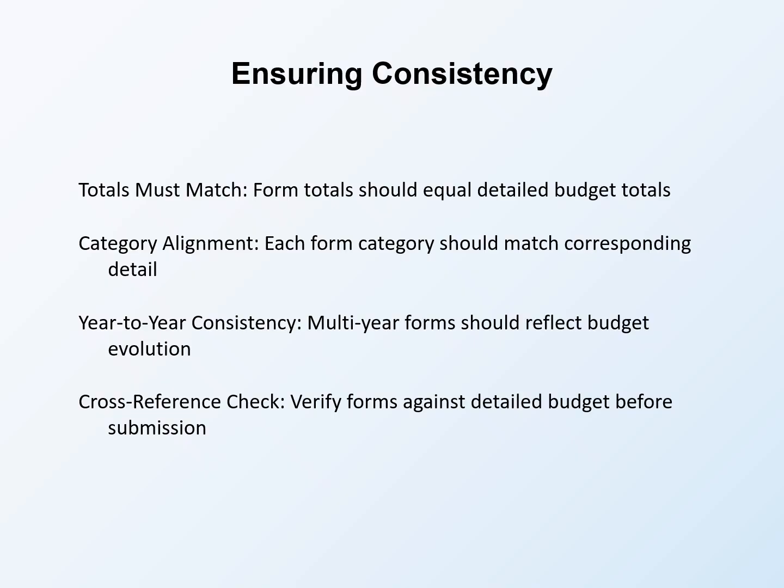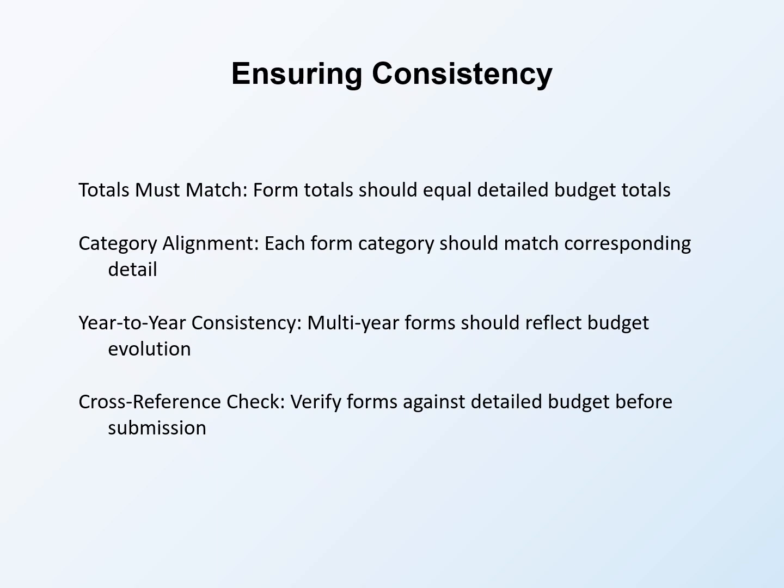Category alignment means each form category should match the corresponding section of your detailed budget. If your detailed budget shows $42,000 in supplies, line 6E should show $42,000. If categories do not match, you have either miscategorized items or made calculation errors.